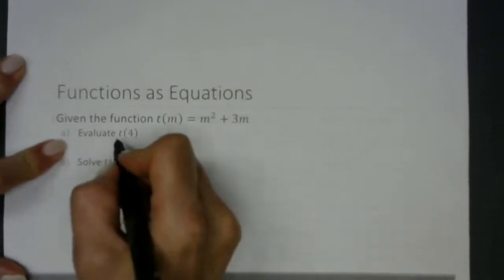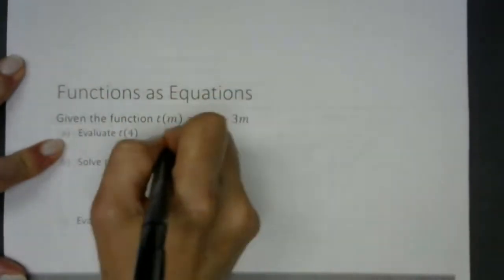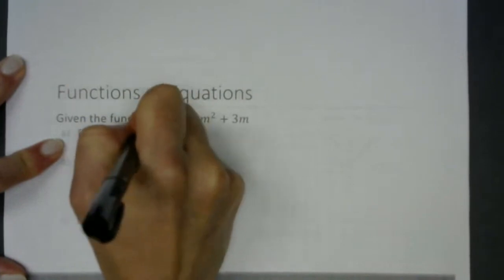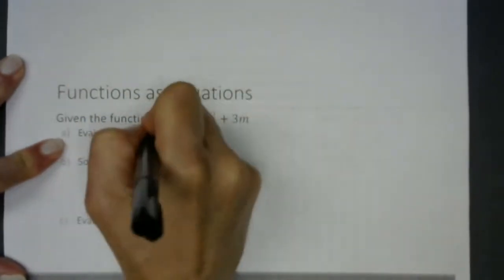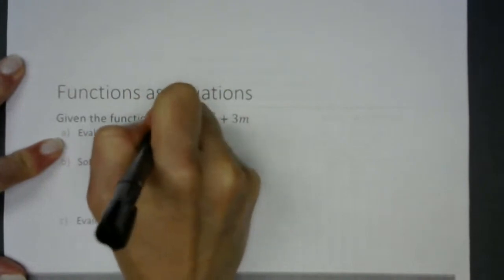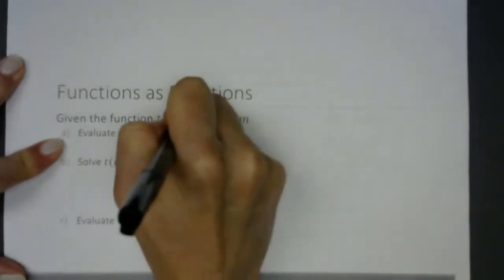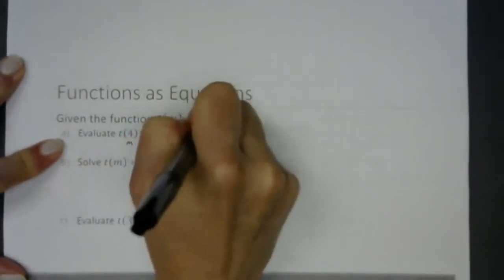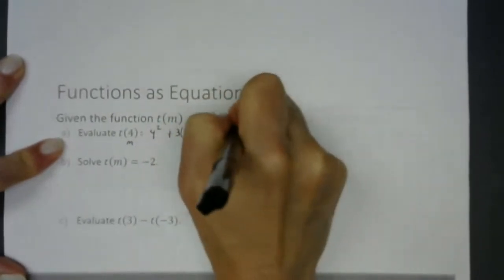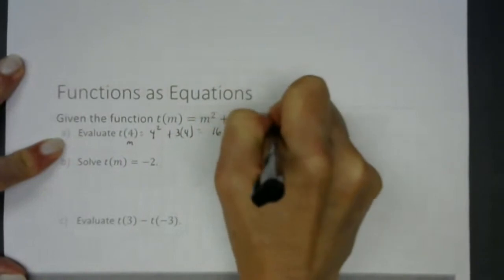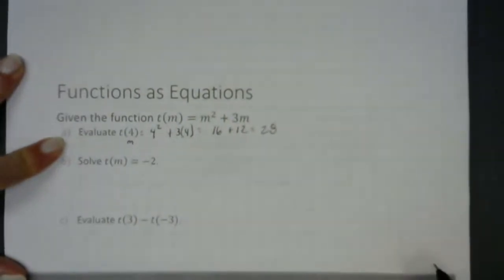So if I want to evaluate t of 4, what I'm saying here is that m equals 4. So t of 4, I want to substitute 4 in for m. T of 4 is going to be 4 squared plus 3 times 4, right? 4 squared is 16, and 3 times 4 is 12, so 16 plus 12 is 28. So I would say t of 4 equals 28.